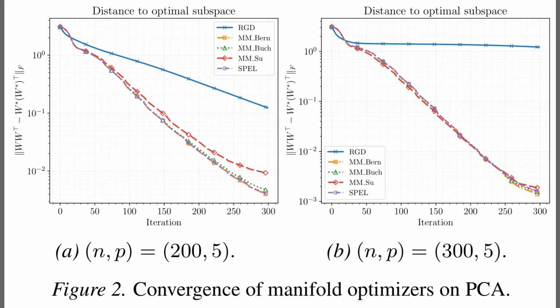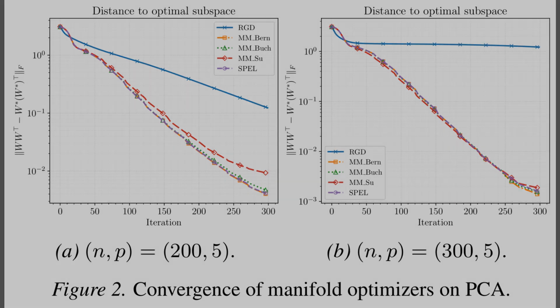While the previous table highlighted raw speed, Figure 2 confirms that this efficiency doesn't come at the cost of convergence quality. These charts track the distance to the optimal subspace over 300 iterations for 2 problem sizes, n equals 200 and n equals 300. In both cases, the solid blue line for Riemannian gradient descent improves relatively slowly. By contrast, the purple SPEL curve tracks tightly with the dashed manifold muon baselines, dropping rapidly toward the solution. This demonstrates that SPEL achieves the same aggressive per-iteration progress as the complex nested loop methods.